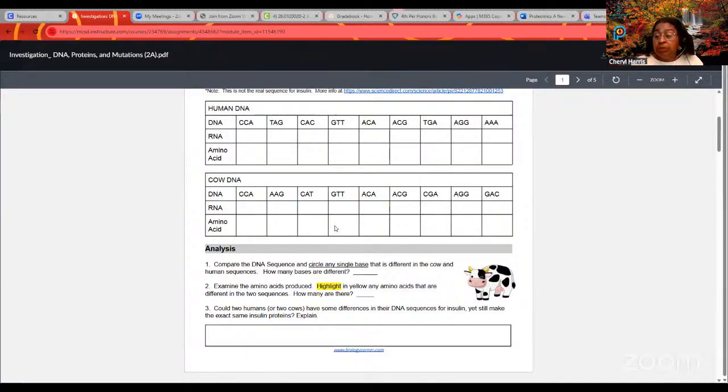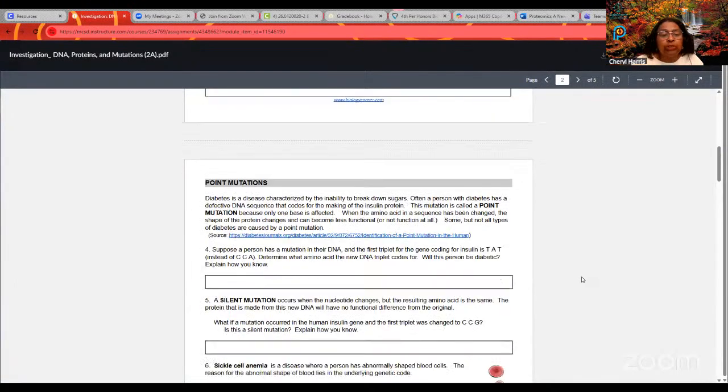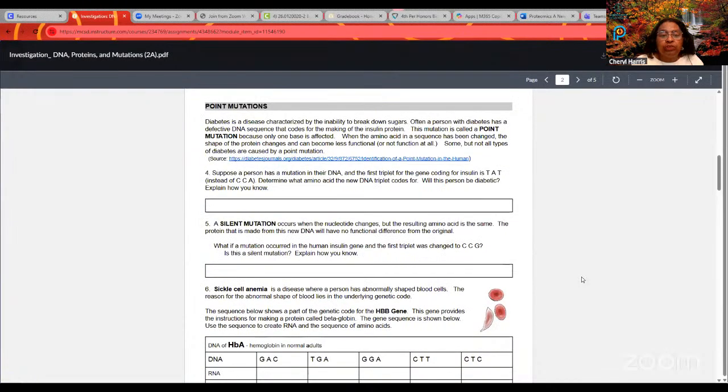All right, so now we're going to look at some of the types of mutations. And the first one we're going to look at is point mutation. So point mutation, like with the diabetes. So this is what we were looking at with our insulin, is the inability to break down sugars. Often people with diabetes have a defective DNA sequence that codes for making insulin protein. This mutation is called a point mutation.